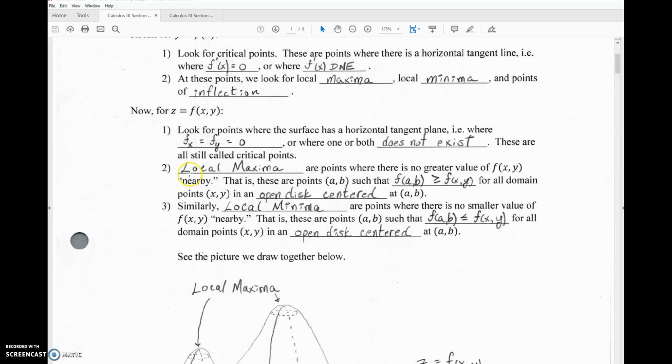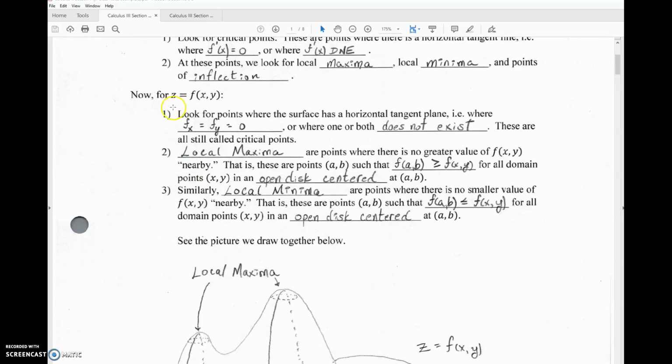Okay, now for z equals a function of x and y, we look for points where the surface has a horizontal tangent plane instead of a horizontal tangent line. In other words, where the two first partial derivatives, f sub x and f sub y, are both 0, or where one or both do not exist again. These are all still called critical points.